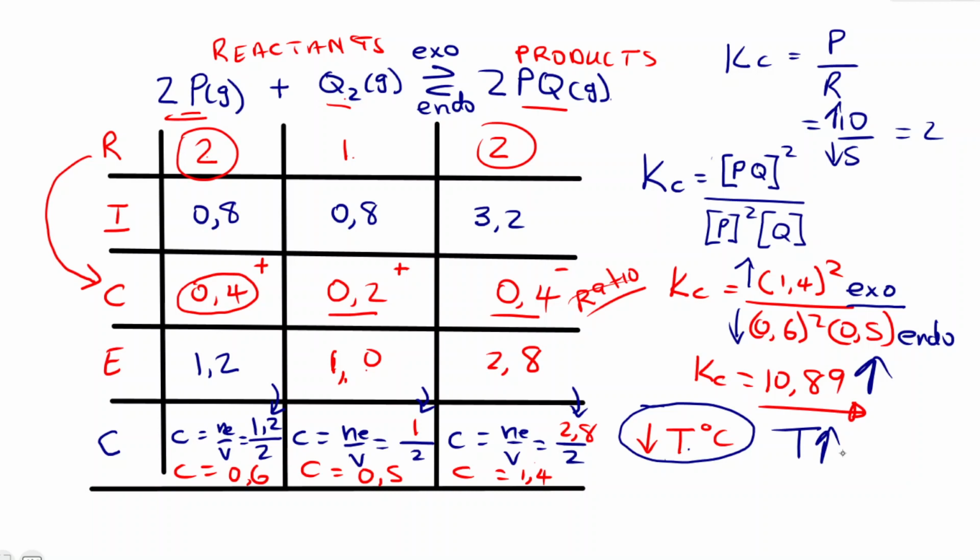If this reaction was endothermic, heat was taken in, that means that when you increase the temperature, you are increasing the Kc. And if you are decreasing the temperature, you are decreasing the Kc. But if the reaction is exothermic, it's the opposite of each other.